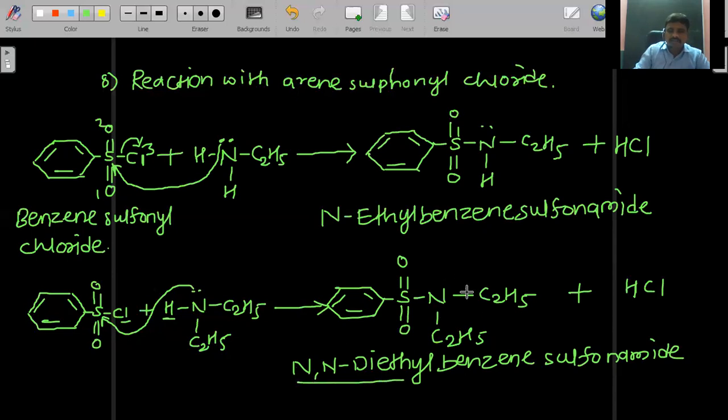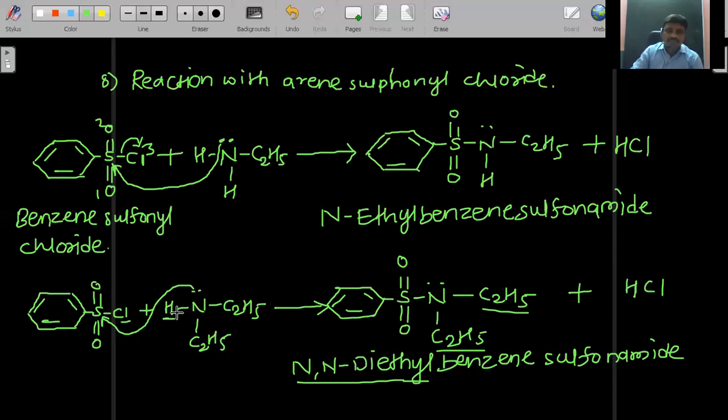So let me explain the name of this compound. N,N-diethyl means two ethyl groups are attached to the nitrogen. Benzene means this aromatic ring, and sulfonamide means SO2N. Okay, so we know amide. Amide means CONH2. So sulfonamide means sulfur is present. So it is known as sulfonamide. Okay, so very simple reaction.